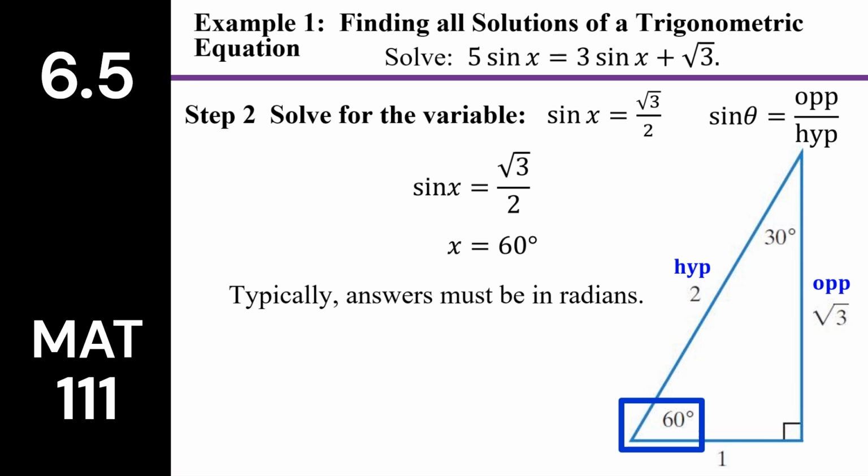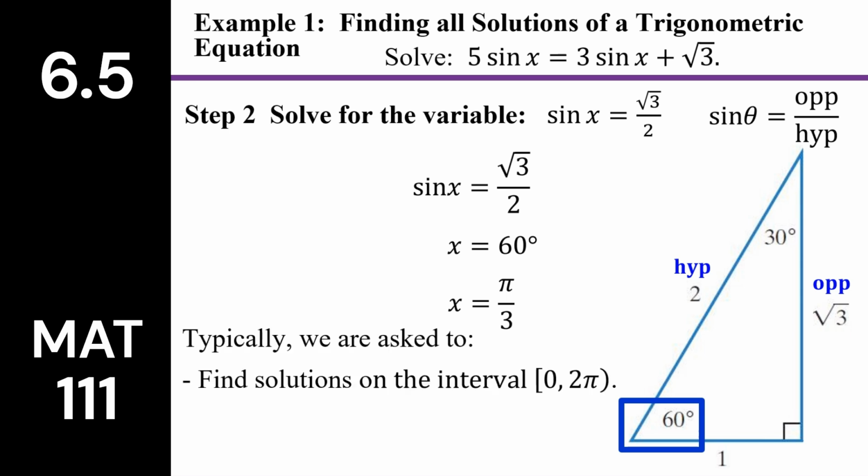However, typically answers need to be in radians. So we can write that as pi over 3. Additionally, we are asked to find solutions on the interval from 0 to 2 pi. Notice the 0 is included and the 2 pi is just an endpoint. Sometimes we're asked to find all solutions. Let's take a look at what this means.